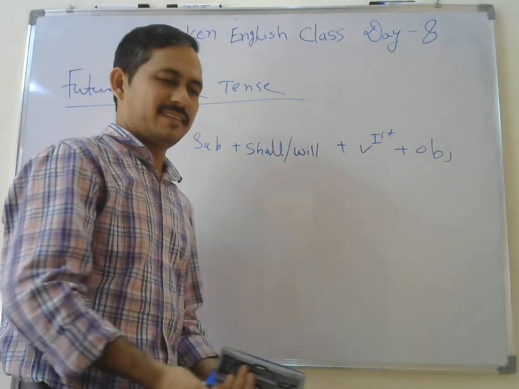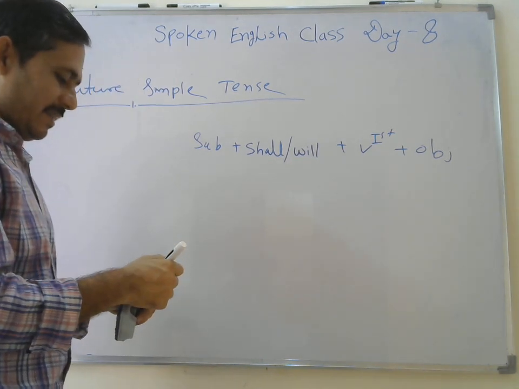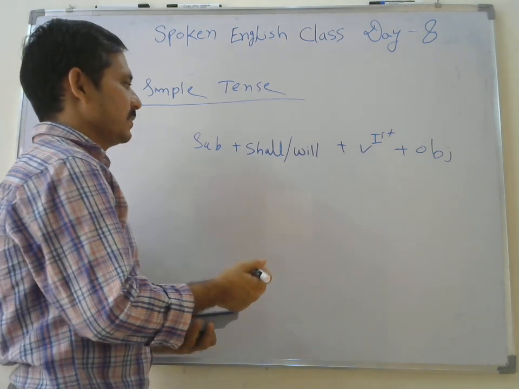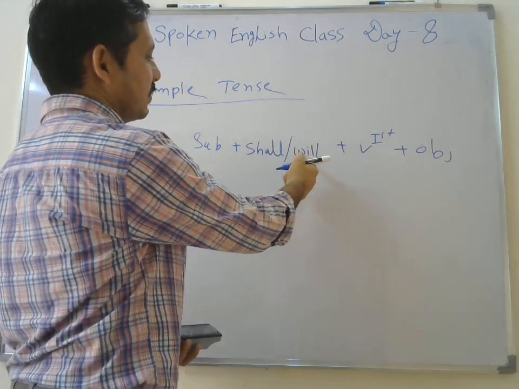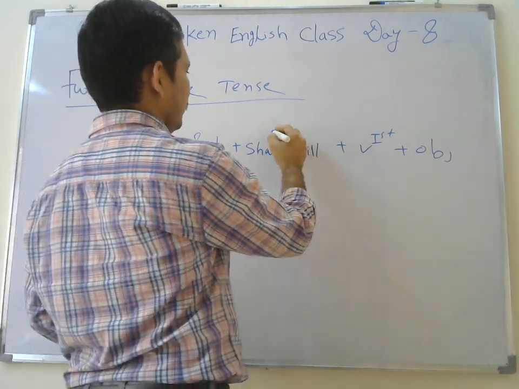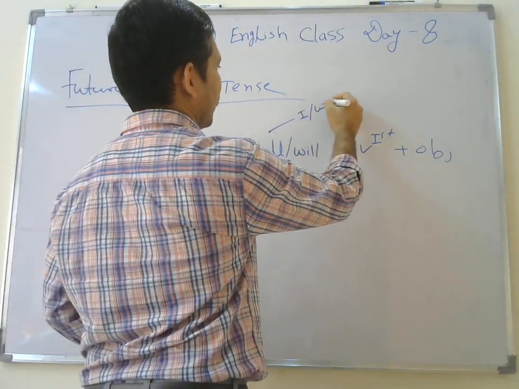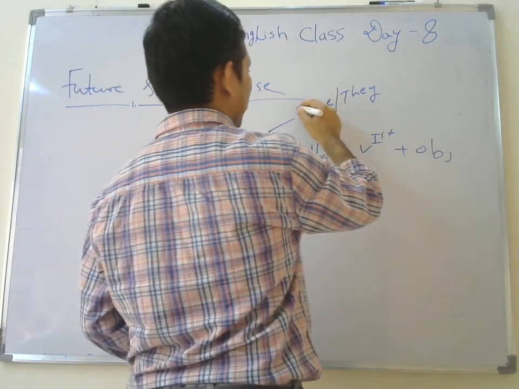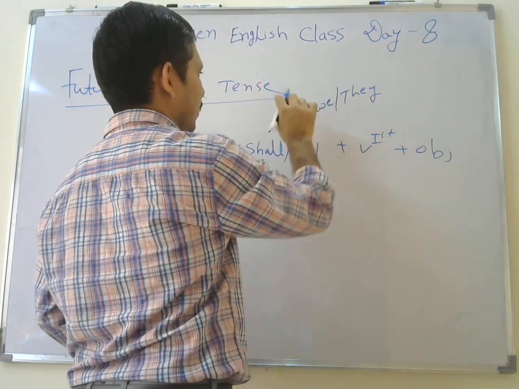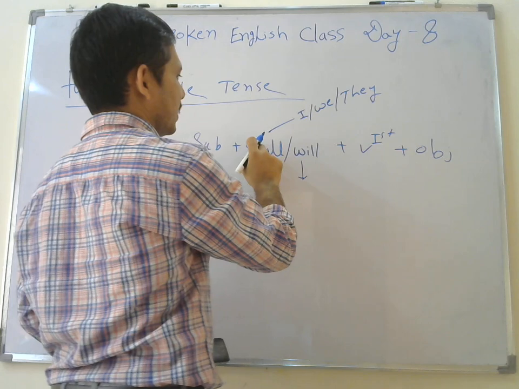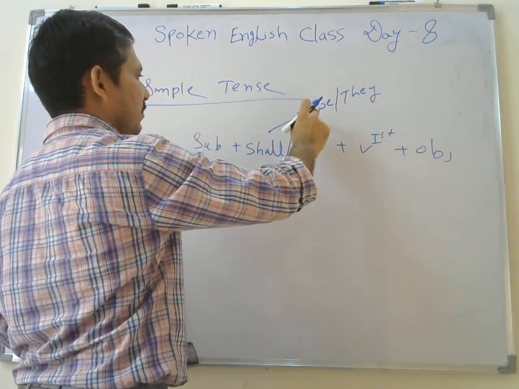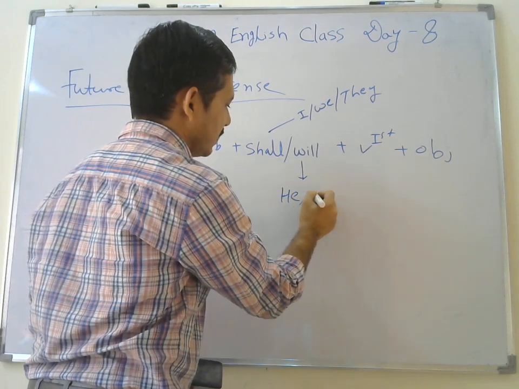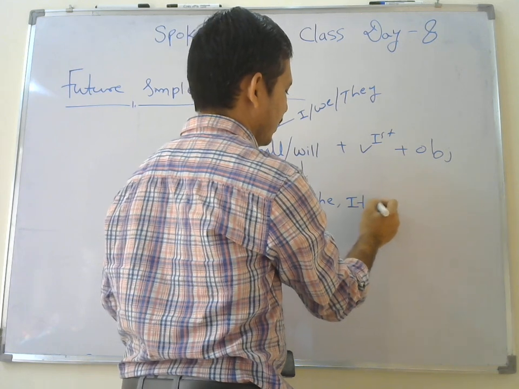Okay, but remember, with I and we, the plural subjects, shall will be used, and with the singular subjects, will is used. I, we and they. With these 3 plural subjects, shall will be used. I is your first person, we also first person, but these are plural, with these shall will be used, and will is used with he, she, it, any name.